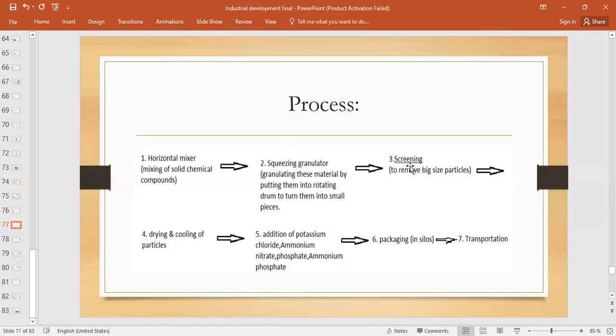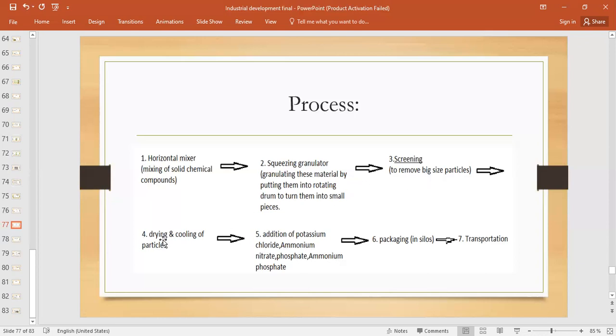After that, the third process is screening, right? What happens in that screening? In that process, the big particles are removed. Those are screened out from the mixture, right? Those big specimens from the granulator that did not get mixed, or did not turn into small pieces, are separated in the screening process, right?